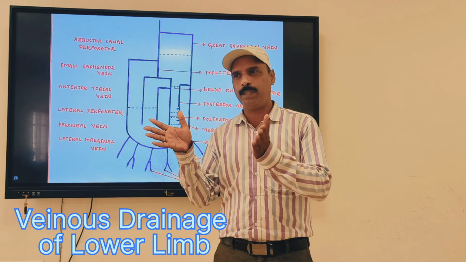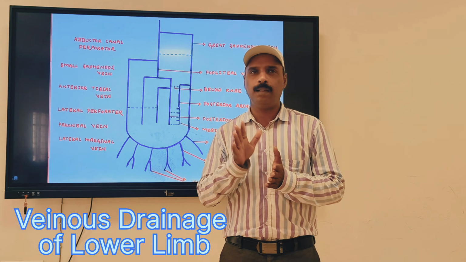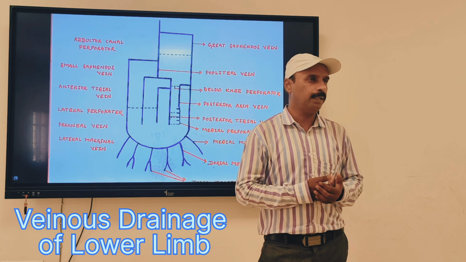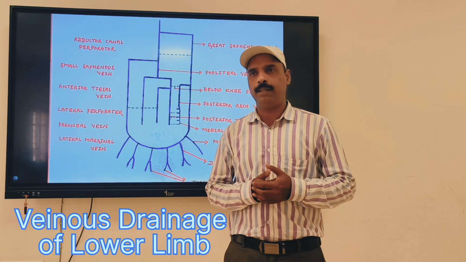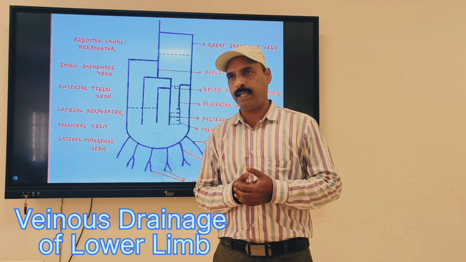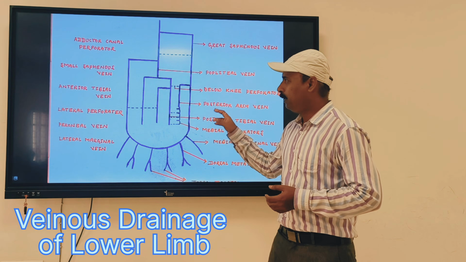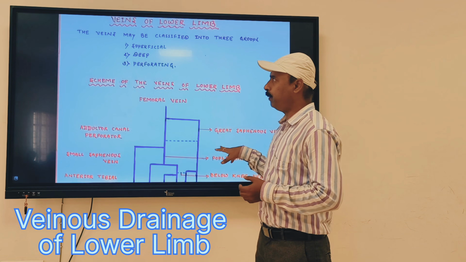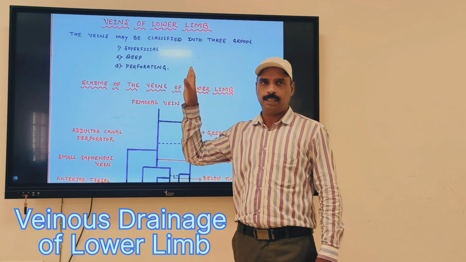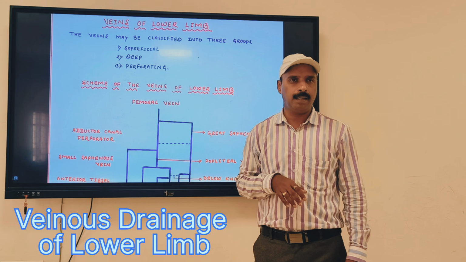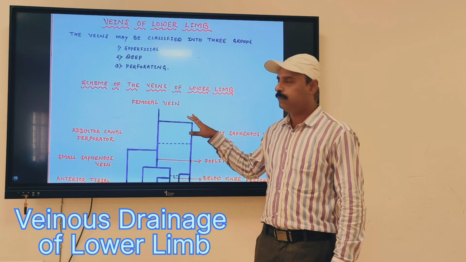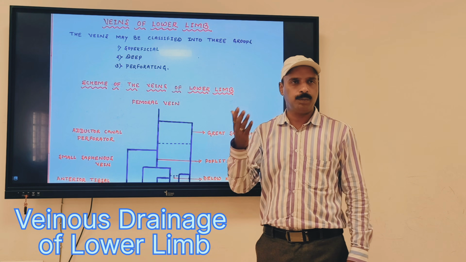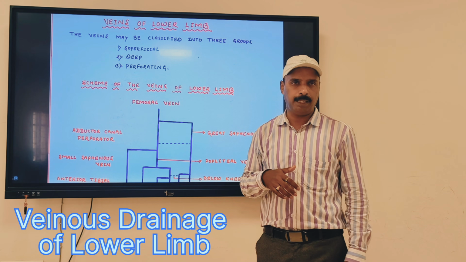So this is why it is important: you have to know venous blood always has a low pressure, but it has to ascend towards the heart against the gravitational force. Here we can divide the veins into superficial, deep and perforating veins. In the venous drainage you have to know the schematic diagrams of the lower limb veins. In this we can classify the veins of the lower limb into superficial, deep and perforating veins.